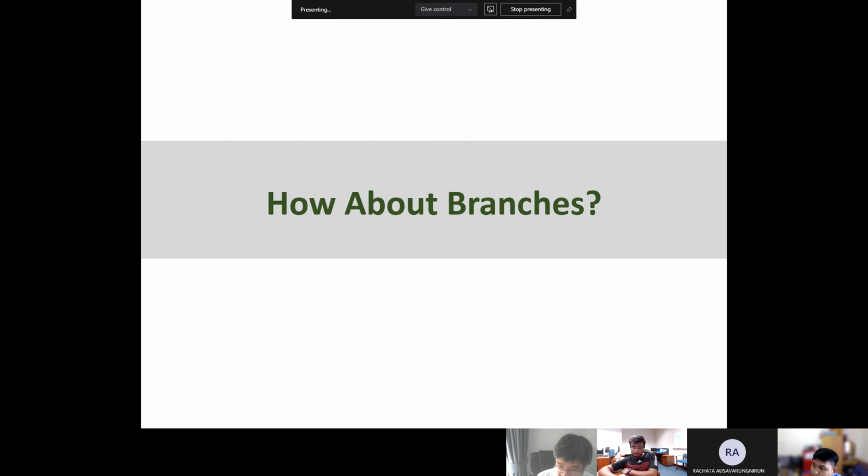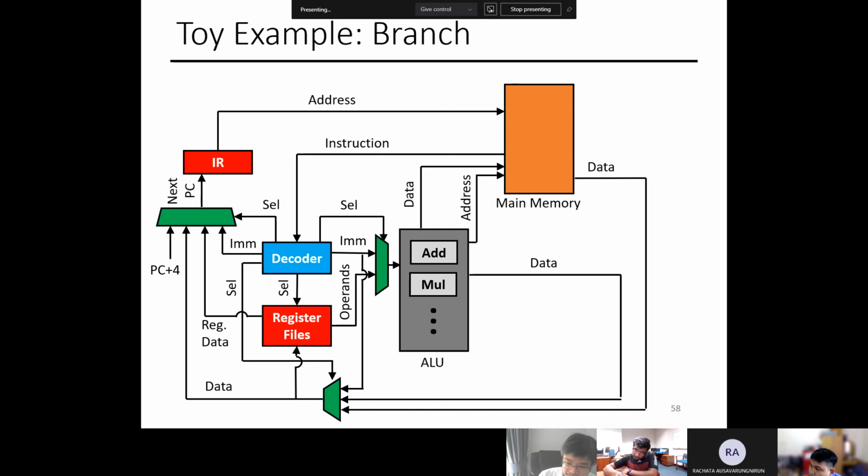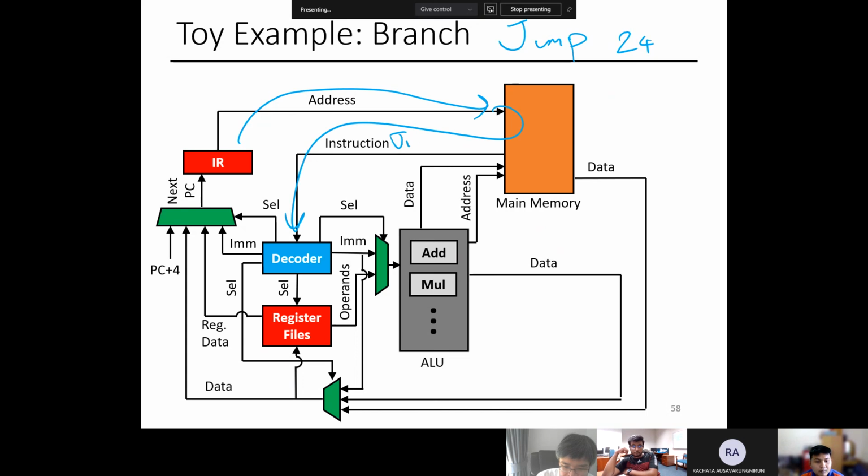So how about branching, right? Let's say we want to do a jump to address 24. I want to jump to address 24. The instruction comes in, it turns out to be jump 24, right? 24 is the immediate. We're not doing anything with this. We just pass it through. So 24 comes out here.